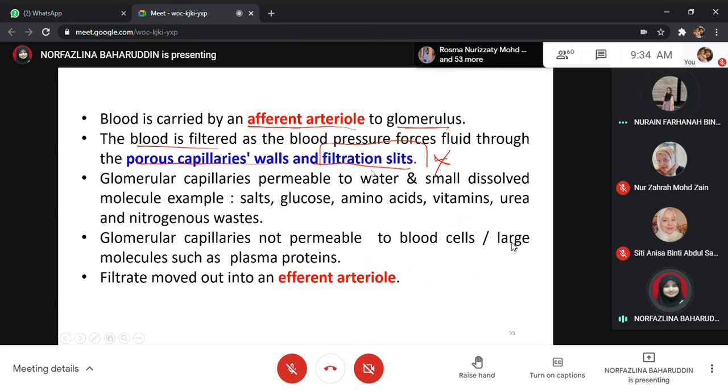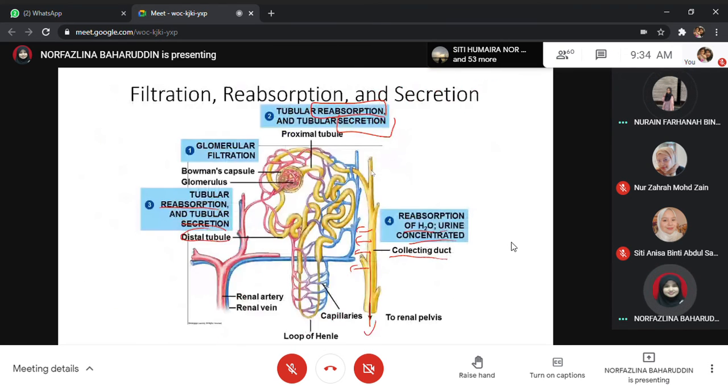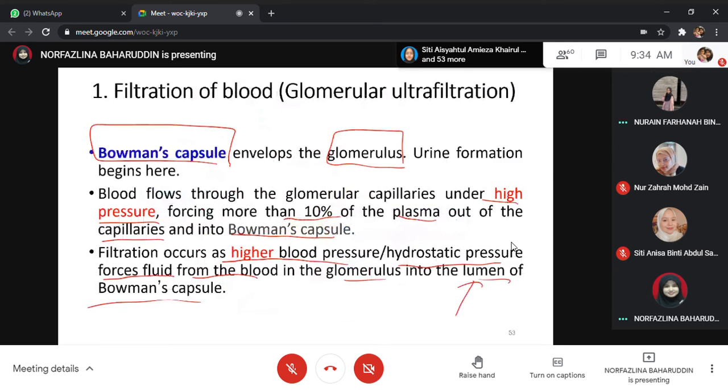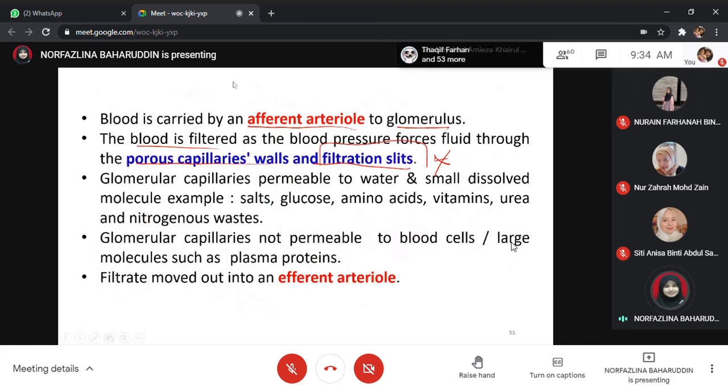Madam, the substances that come out, like water and so on, they go into the Bowman's, right? Yes. Because the capillaries in the glomerulus are surrounded by Bowman's capsule. As I said, the blood capillaries in the glomerulus, because the glomerulus is a ball of capillaries. So when it comes out of the capillaries, it goes into Bowman's lumen. There is a lumen here, a space in the Bowman's capsule. Okay? Understand, right? And the filtration slit.